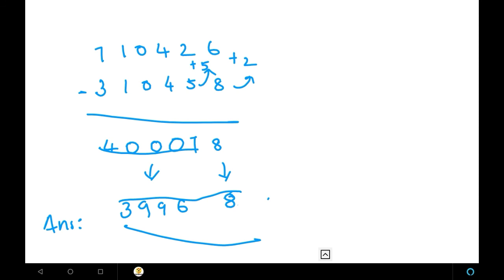In this video we have learned how to do special case of subtractions. In the next video we are going to do more special subtractions.